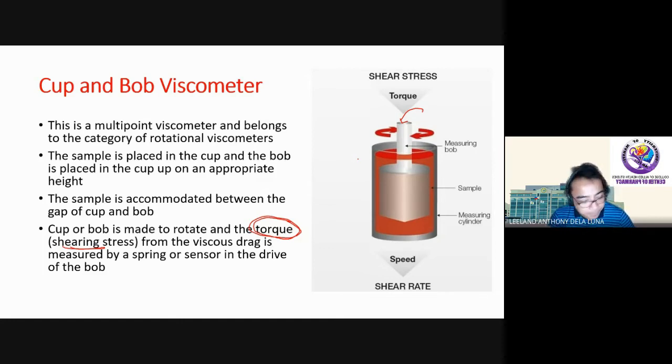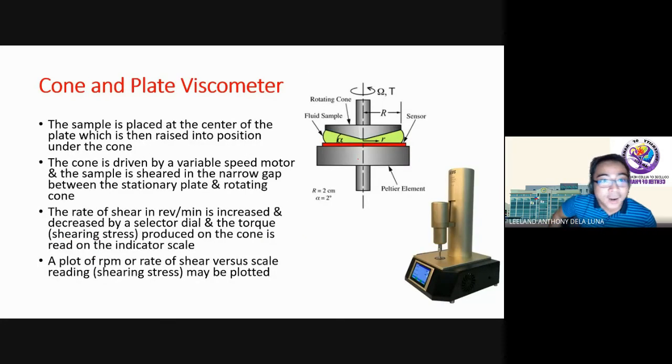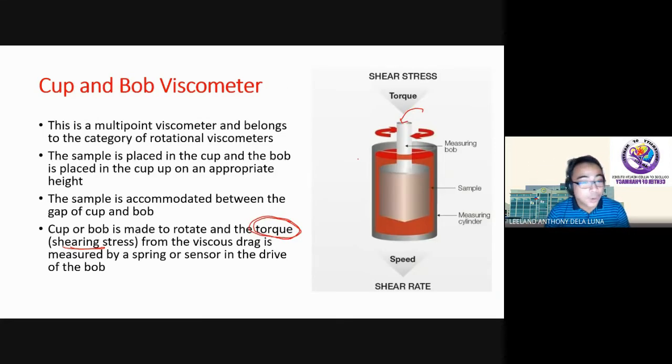So, kumbaga sa pagbabike class, di ba, gano'ng kalakas yung papadyak mo para gumalaw yung gulong. So, yun yung torque. Alright? Of course, kasi that torque is very dangerous din, lalo sa tuhod. Kaya dapat magaan na lang umpisa lagi ng pedal. Anyway, next one is the cone and plate viscometer. Okay, similar class ang principle niya with this one, the cup and bob.